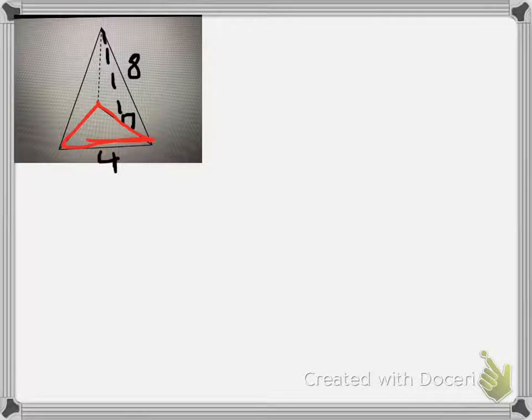So the first thing I'm going to do is draw this base, the red triangle that I just traced over here. And this is a regular triangular pyramid. So what that means is the triangle on the bottom is an equilateral triangle, so every single side is exactly the same length. We can see here that one side of this triangle is 4. So I'm going to label that inside. That means every single side is 4. So this is an equilateral triangle. Every side of the triangle is 4.